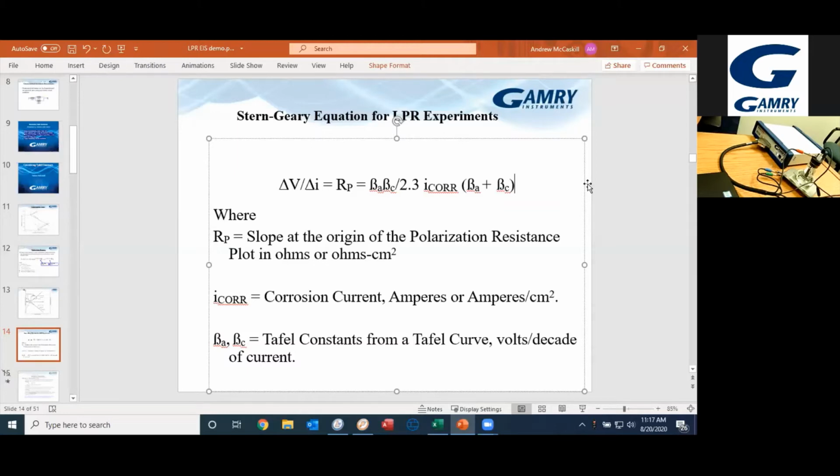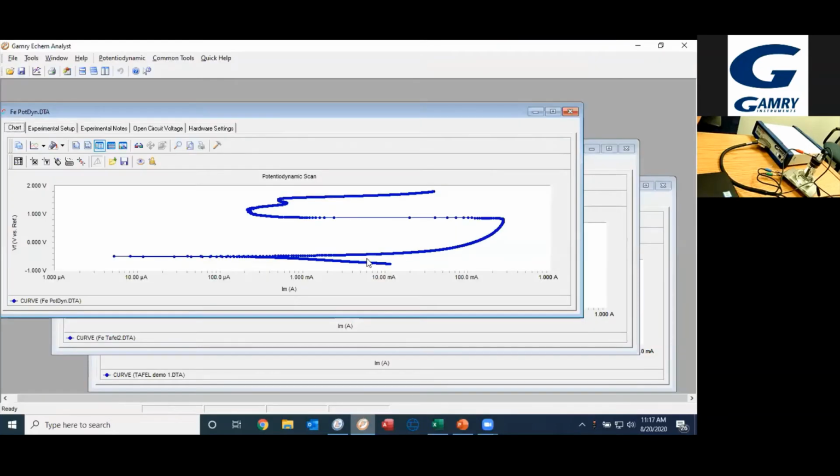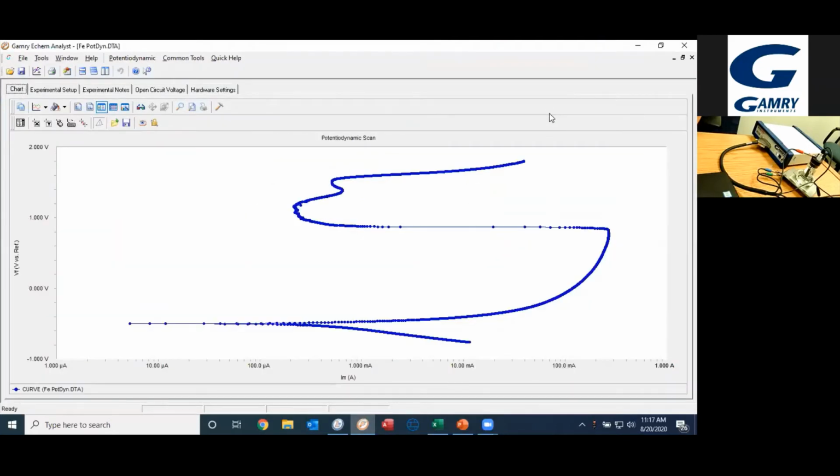With this Tafel technique, you are actively modifying the surface, whereas the LPR is a minimal, small perturbation that shouldn't really cause any damage or modification to the surface. So just two things to keep in mind when thinking about which technique to use. While we're still waiting for this to finish, I want to take a look at data we've collected in the past. So let me switch over here to our analyst program.